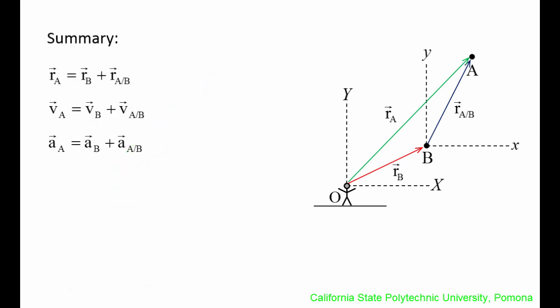In summary, the relative position, velocity, and acceleration between two particles can be determined by knowing those quantities from a fixed reference frame. Each of these equations can be broken into their x and y components, so the three equations are really 6 equations, 3 in the x direction and 3 in the y direction.